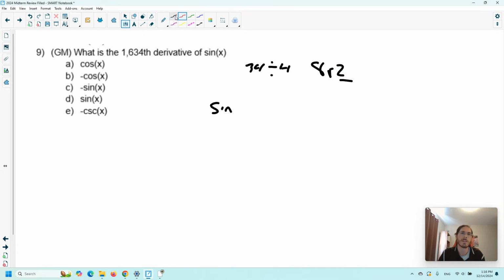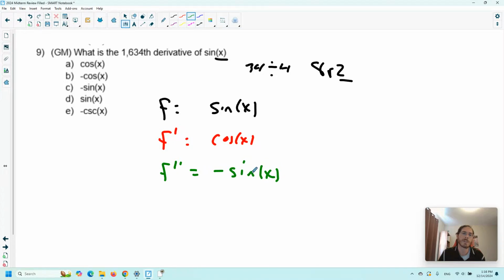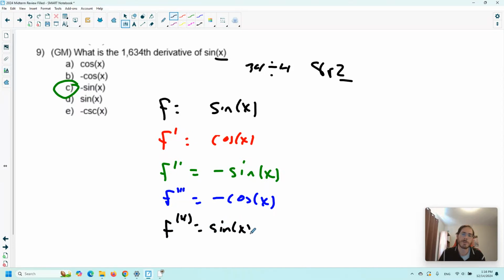So we start with sine. This is like f. So then we have to do first derivative. This would be sine of x, they said. So then first derivative is going to be cosine of x. And then our second derivative is going to be negative sine of x. So that's how I want to pick C. Just as a reminder, if we were to do the third derivative, that would be negative cosine of x. And then if we did the fourth derivative, we'd get back to sine of x. So remember, it kind of goes in that cycle.